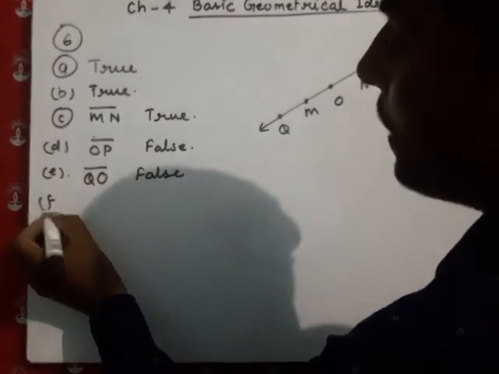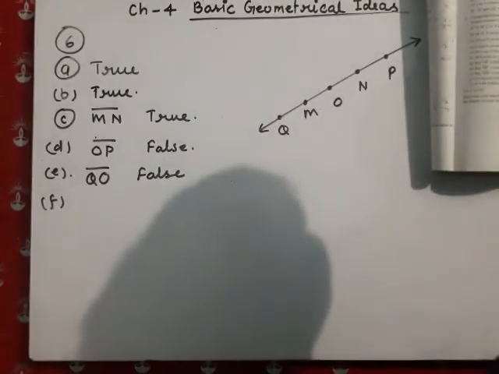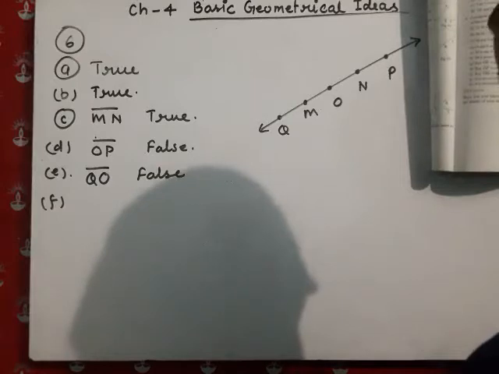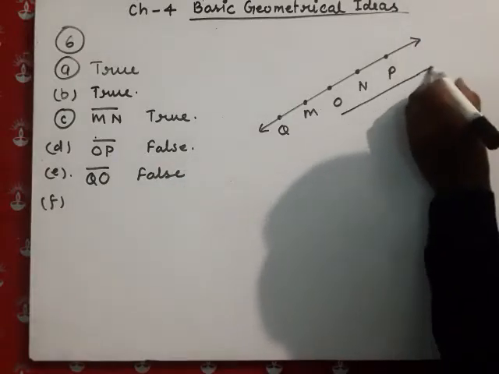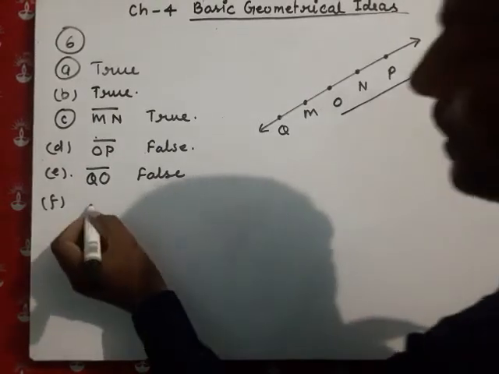Now going to part F. In part F it is given that M is a point on ray OP. This one is ray OP, and M is outside of this. So it is also false.